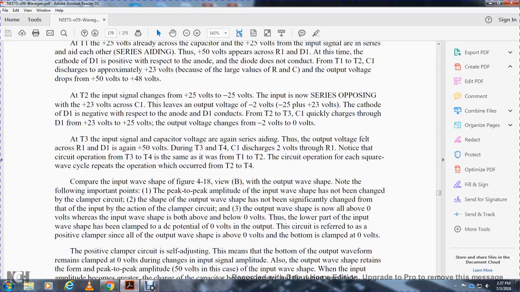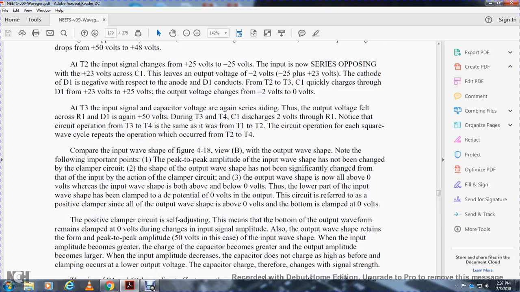The input signal is now series opposing with the 23 positive volts across capacitor 1, which leaves the output voltage at negative 25 volts plus 23 volts, or negative 2 volts. The cathode of diode 1 is negative with respect to the anode, so diode 1 conducts from time 2 to time 3. Capacitor 1 is quickly charged through the diode from 23 positive volts to 25 positive volts. Output voltage changes again from negative 2 volts to 0 volts.